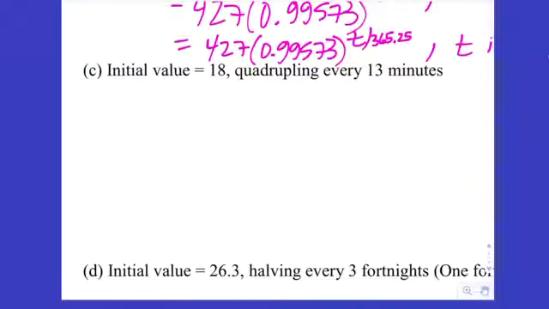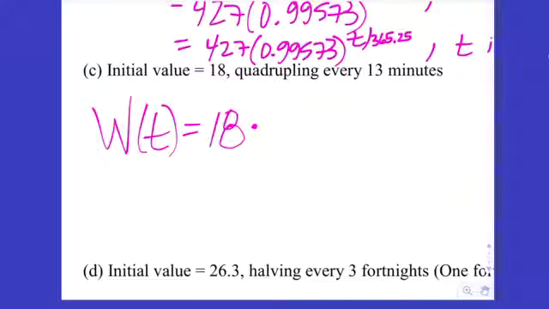Let's do part C now. The initial value is 18. It quadruples every 13 minutes. Let's call this W of t, for wow of t. Now, instead of giving you the growth or decay rate, I'm telling you it quadruples. That would be the growth or decay what? Factor. Good. And it's growth, right? Because it's getting bigger. So the base is going to be what?